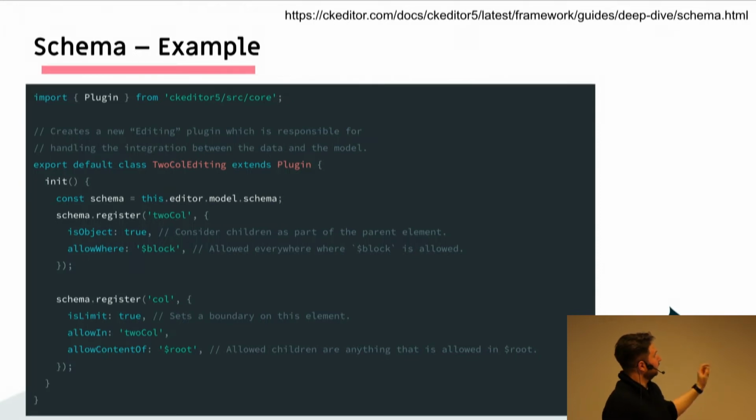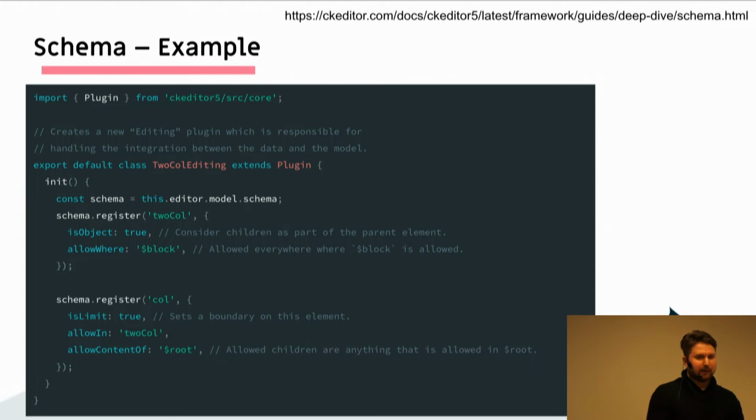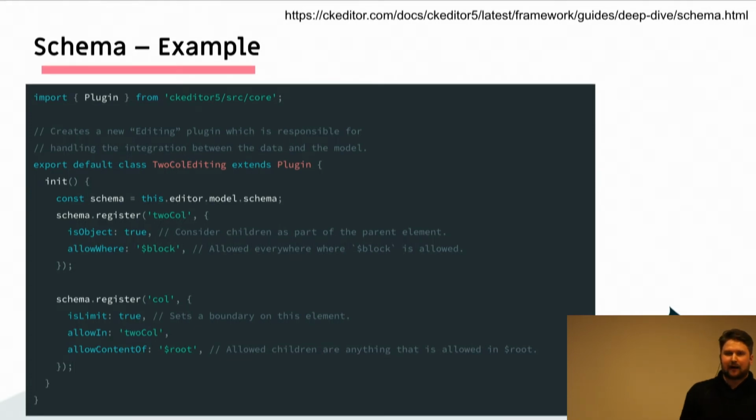Inside the col element, we specify that it can have content of $root, which is again a variable, which means that anything that is allowed to be placed inside $root would be allowed in here. And quite a few elements are allowed in $root. You can imagine that would be almost all elements except some exceptions like li or td, which would only be allowed in certain other kinds of elements like table and ul/ol.